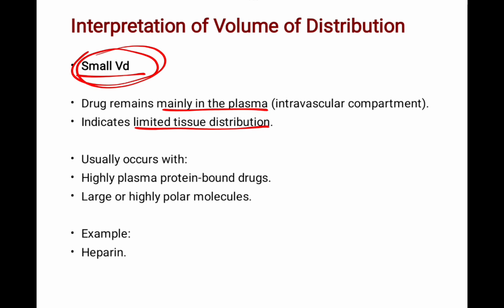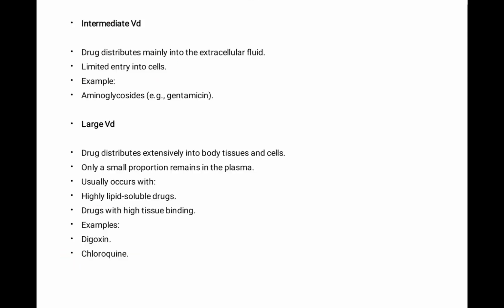It usually occurs with drugs that have a high plasma protein binding. When drugs are highly bound to plasma proteins, they stay in the vascular compartment. So when a drug is highly bound to plasma protein, it has a small volume of distribution, which means distribution to body tissues is reduced. This is also common in large and highly polar molecules. An example of such a drug is heparin.